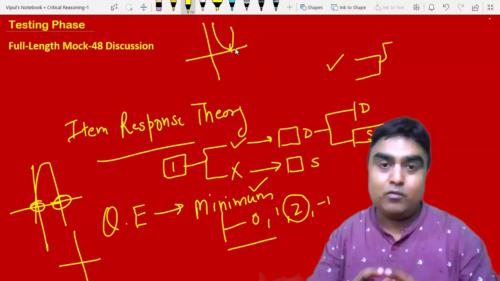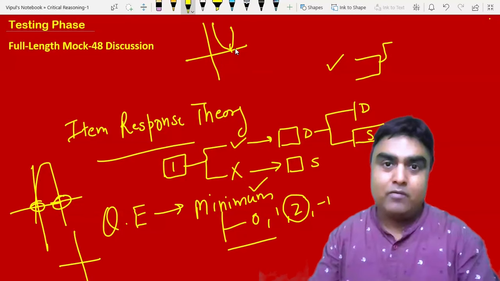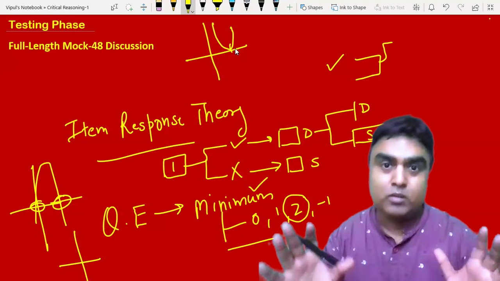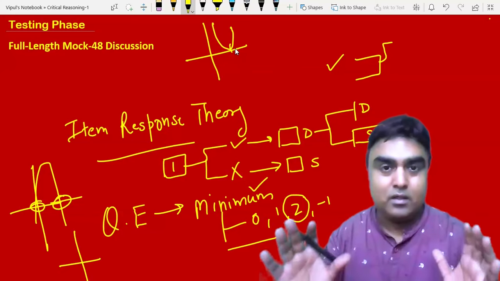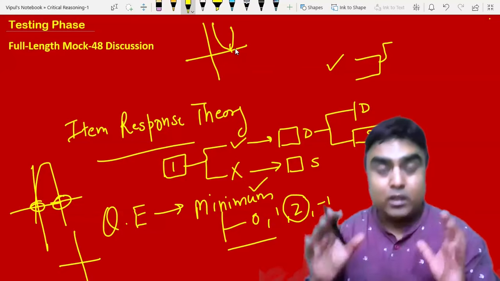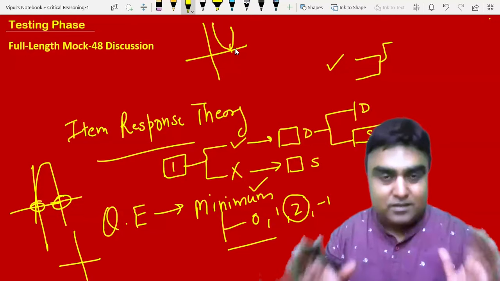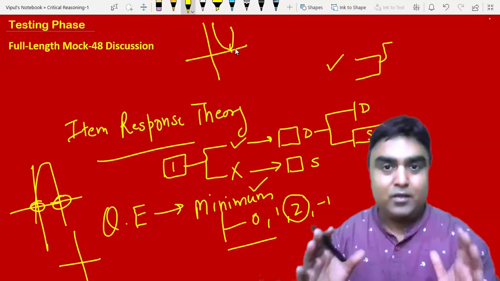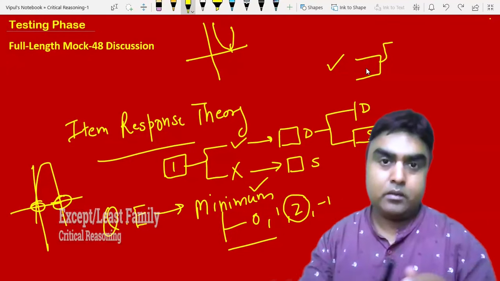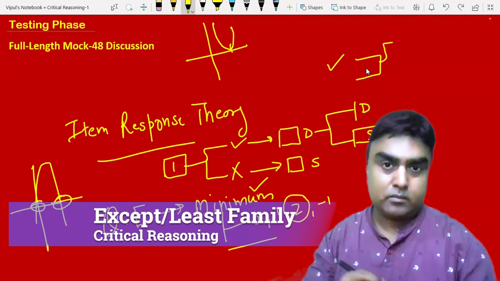So right now what we'll do is, using this same item response theory model, I will move into what are the topics in the CR which most of the people mark wrong. I'll give you some of the topics, so that whenever you see a question from those topics, you must understand that this is a tricky question and you have to apply your full mind. The first family of questions is the accept and least addition in the questions.